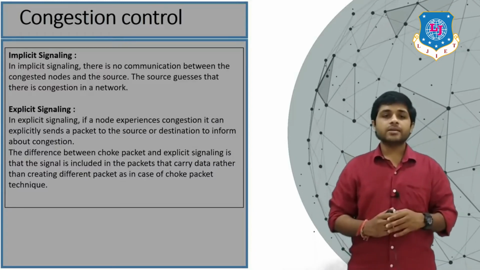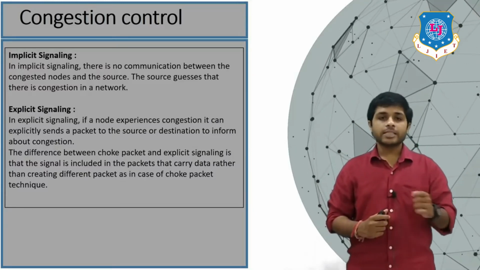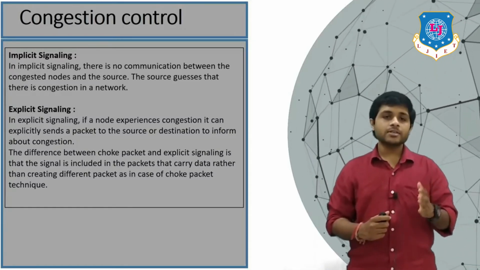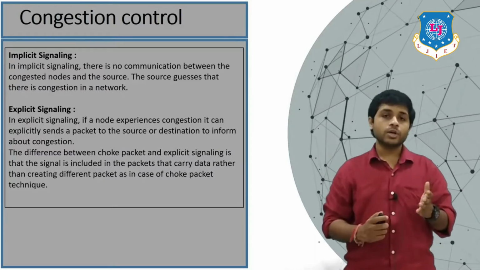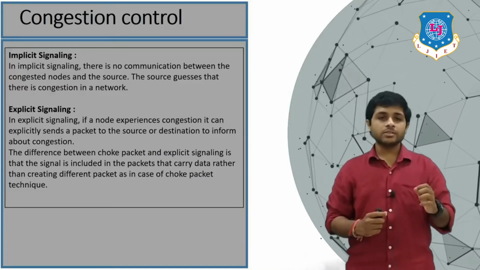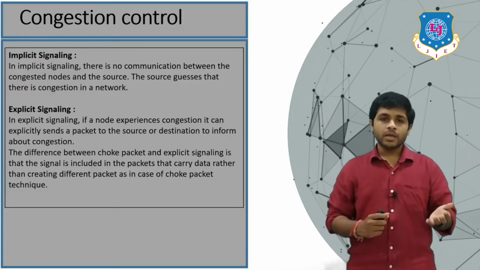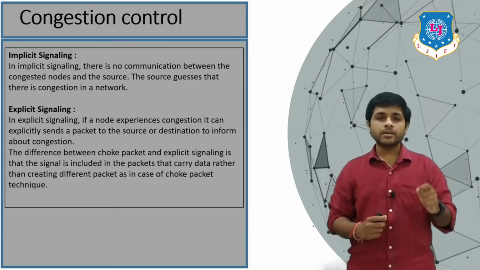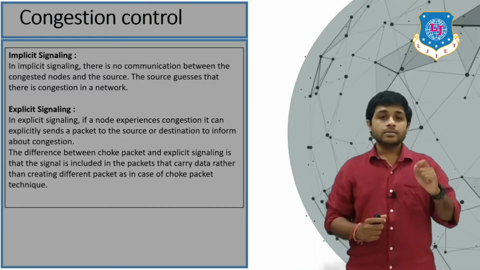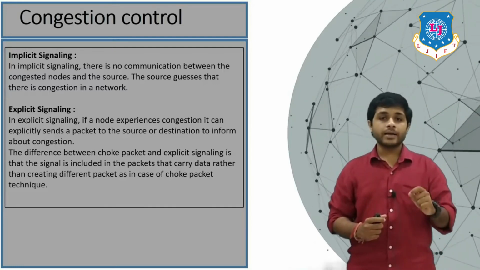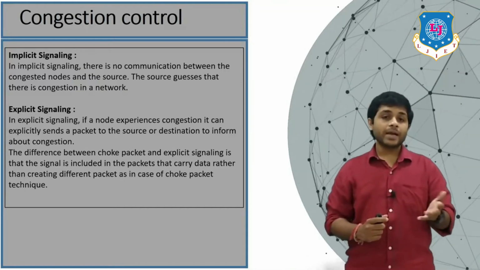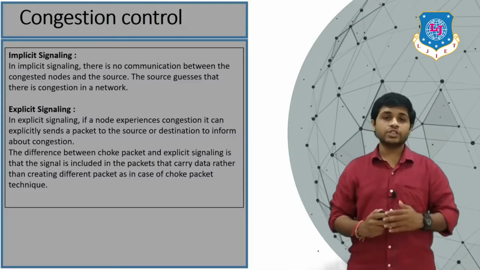The next type is the explicit signaling. In the explicit signaling, if a node experiences congestion, it can explicitly send a packet to the source or destination to inform about the congestion. So you might be thinking that this is exactly the same as the choke packet, right? But the only difference between the explicit signaling and the choke packet is that in the explicit signaling, the signal is included in the packet that carries the data. In the choke packet, a separate, different packet was used to inform the sender that there is a congestion.